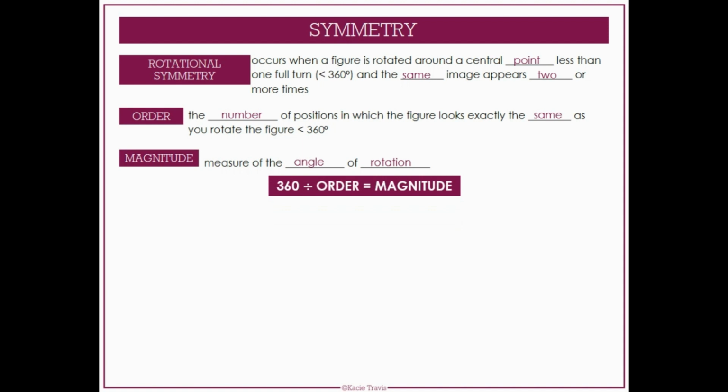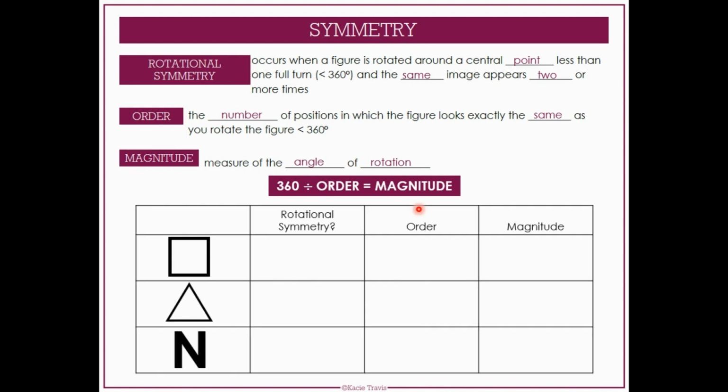First, you take the full degree of our turn, which is 360. You divide this by however many positions you have where the shape looks the same, and that gives you the magnitude of the angle that we are rotating on. So let's look at our shapes from earlier and see if they have rotational symmetry or not. First thing in our column here: does our shape have rotational symmetry?